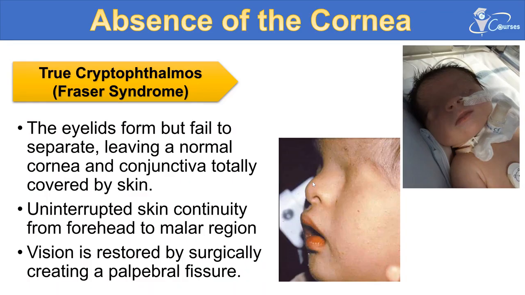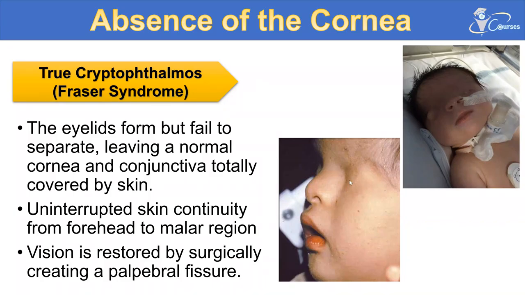The good news about this disease is that the conjunctiva and the cornea underlying this skin are normal. So that's why those patients have a better prognosis, with a surgical opening to allow visual sight through this opening.